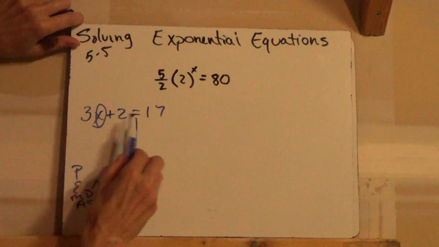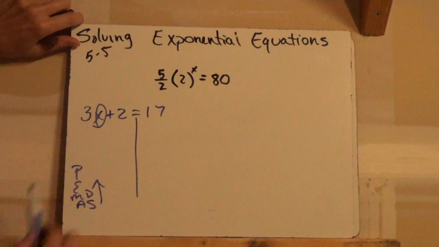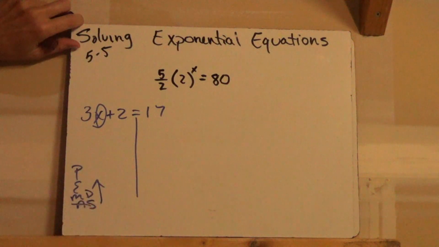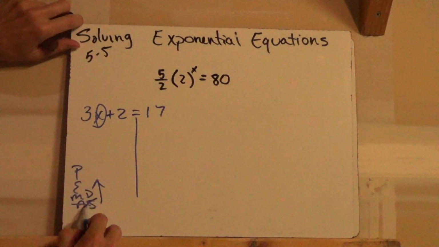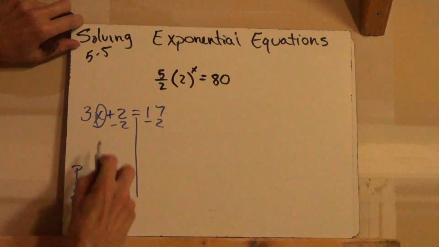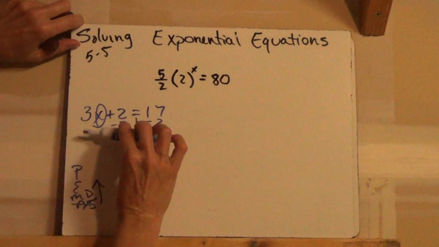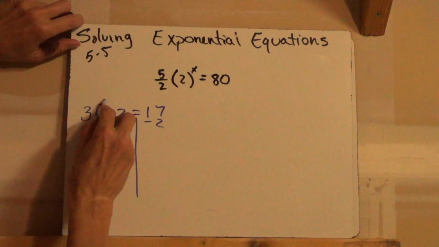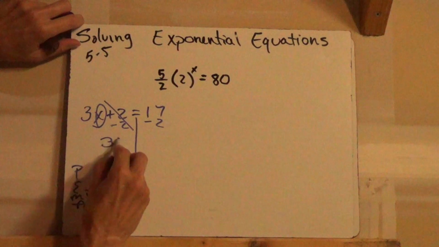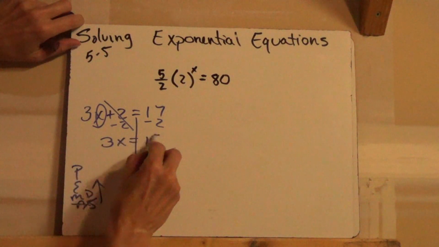What is being added or subtracted to him on this side of the teeter-totter? It would be a plus 2. So we mark out add. That means we need to subtract to get rid of it. Subtract from both sides. You have to keep that teeter-totter level. So what you do to one side, you do to the other. So that wipes out, and we get 3x equals 15.